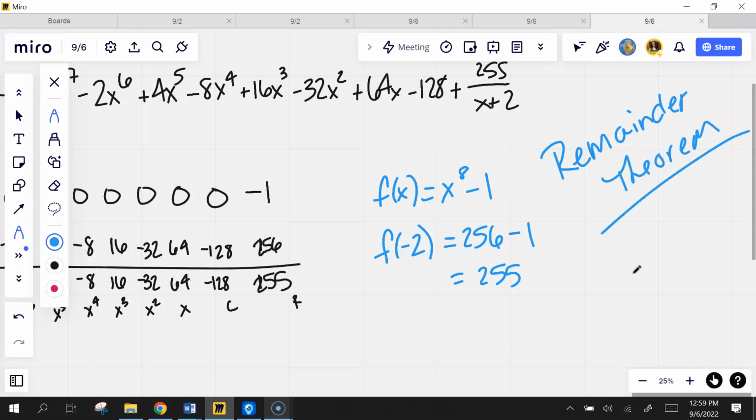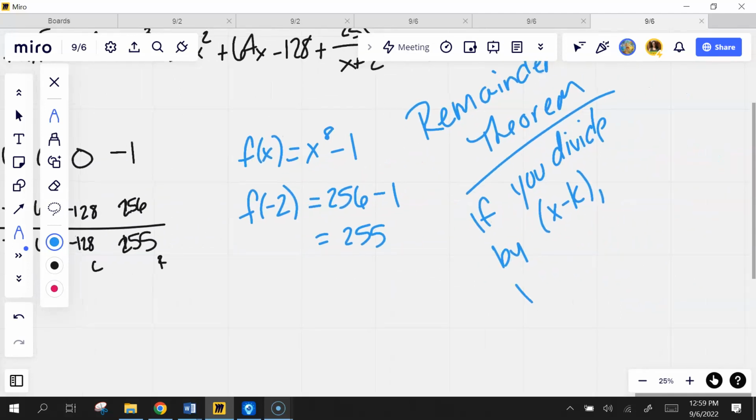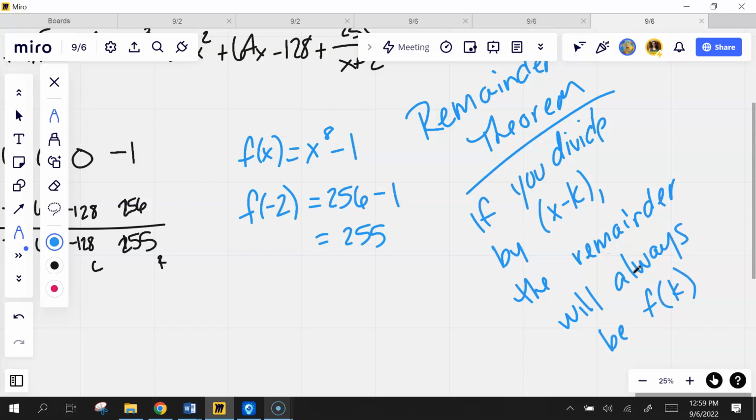Okay? And it just says that if you divide by x minus k, and k is any number you want, you will always get the remainder will always be f of k. In other words, if you plug that k value in with that opposite sign, it will always give you the remainder. That's pretty cool though, right?